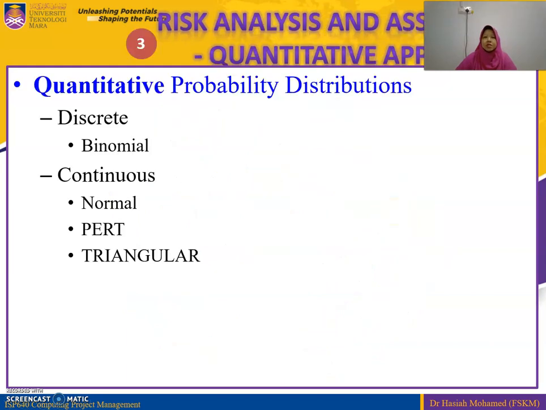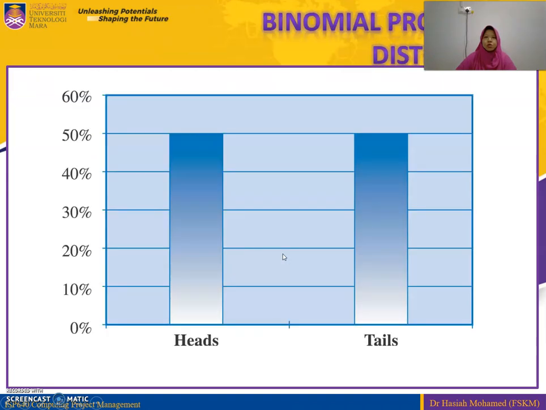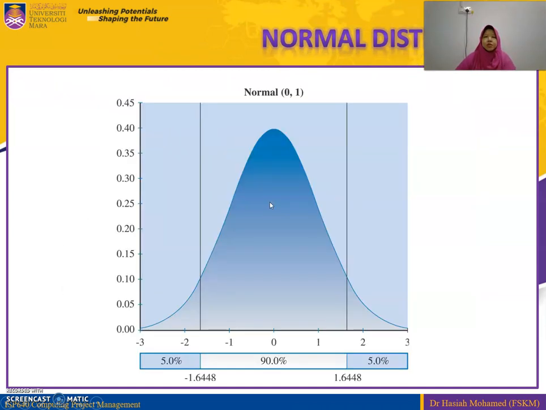Process number 3 is risk analysis and assessment, where we have the quantitative approaches. For the quantitative approaches, we have the probability distributions: discrete, binomial, continuous, normal, PERT, and triangular. This is an example of the binomial probability distribution. We have 50-50, for example here, A and P. This is for the normal distribution.